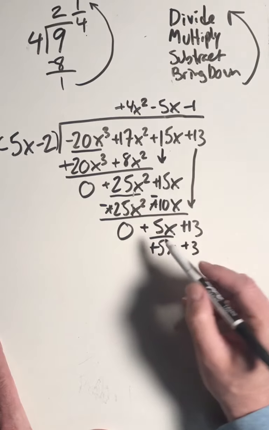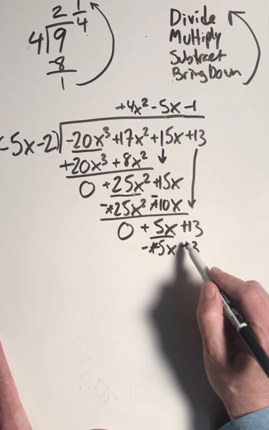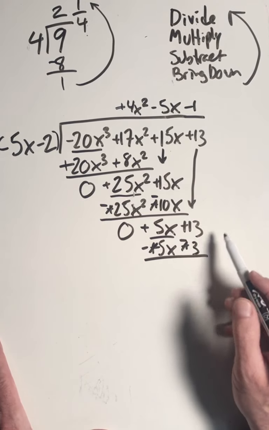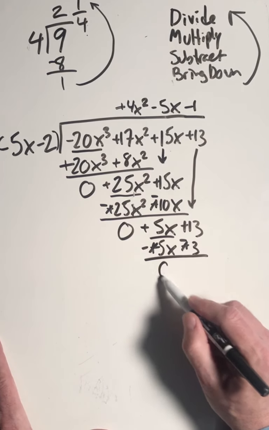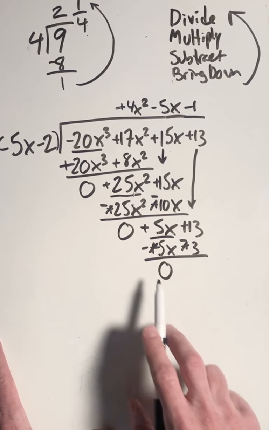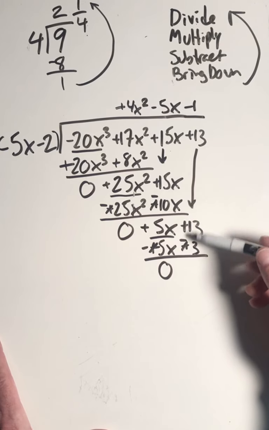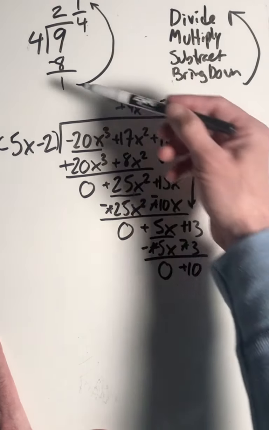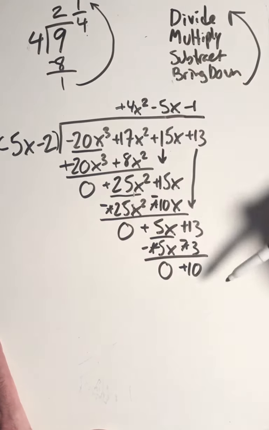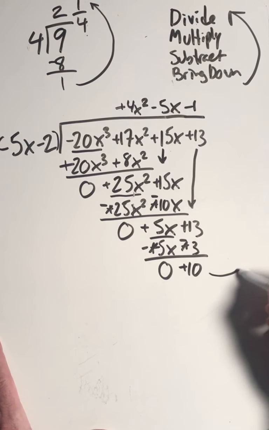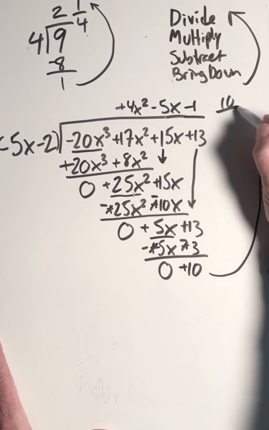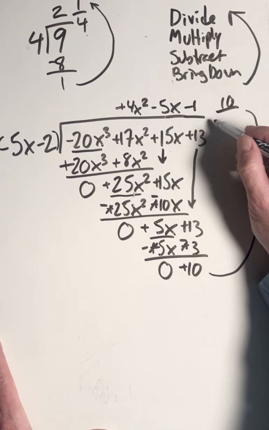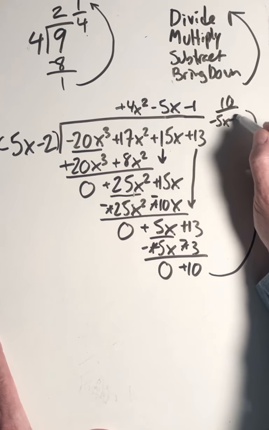After I do the multiplication, I need to subtract, which really means I'm changing both of these signs. 5x minus 5x is 0, and it has to be, so I know I'm doing it right. Positive 13 minus 3 would be positive 10. Now, just like up here, I have nothing left to bring down, so this 10 is my remainder, and it's going to go over my divisor, just like I did up here.